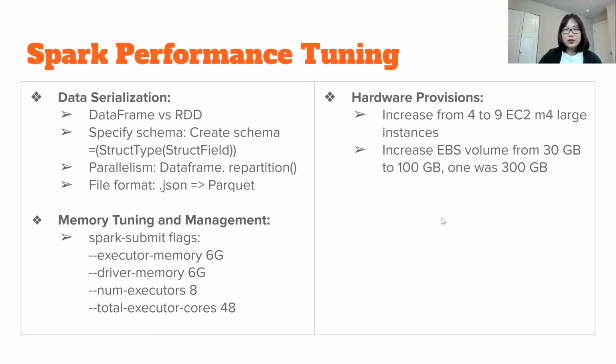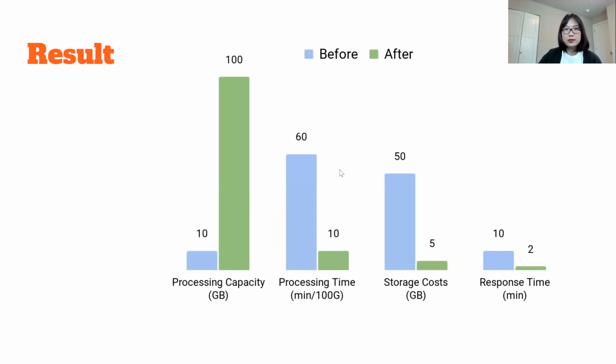From a hardware provision side, Spark benefits from having more memory and cores. So I increased to 9 EC2 instances. Using a larger number of local disks can help accelerate the performance. I increased the EBS volume to 100 gigabytes.